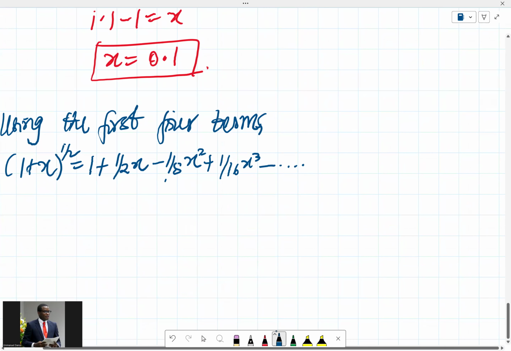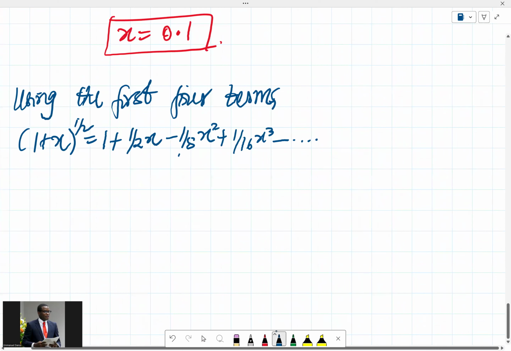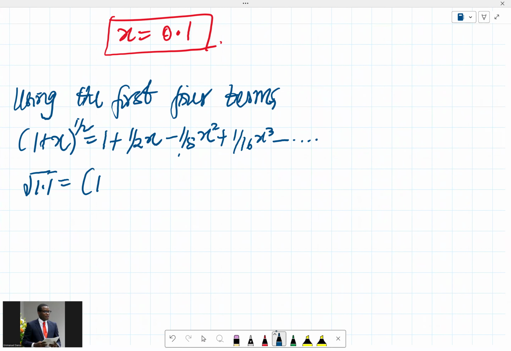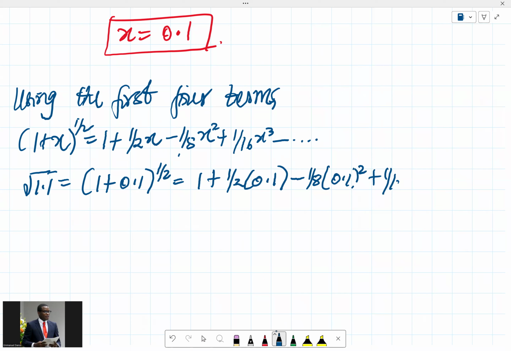So let's use this. So that means that square root of 1.1 is the same thing as 1 plus 0.1 raised to power half, because x now is 0.1. So anywhere you see x in this expression now, you put 0.1. Okay, so that we now have 1 plus half into 0.1 minus 1 over 8 into 0.1 squared plus 1 over 16 into 0.1 cubed.